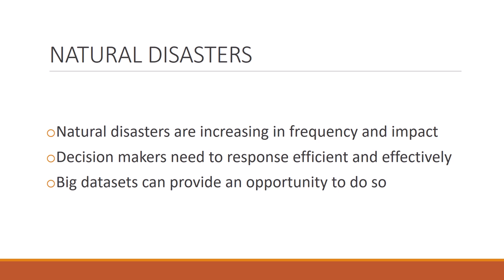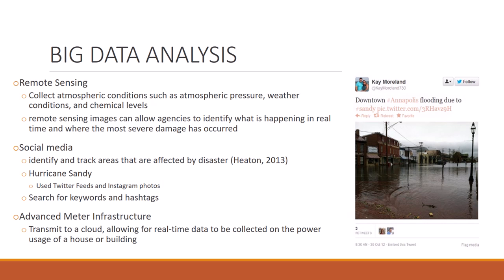There are several aspects of big data analysis that can be useful to decision makers in emergency response, one of which involves remote sensing. This entails constant data being received that pertains to the atmospheric conditions that include atmospheric pressure, weather conditions, and chemical levels. The availability of remote sensing images can allow agencies to identify what is happening in real time and where most of the severe damage has occurred.